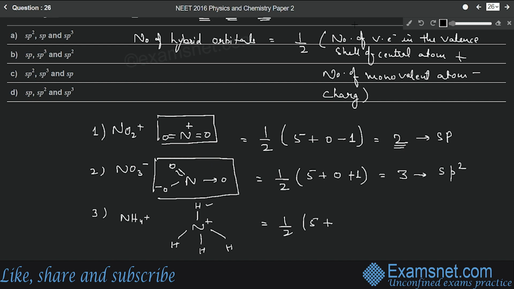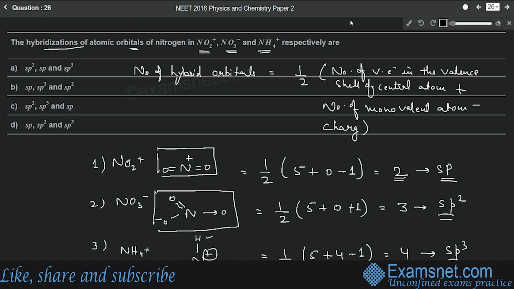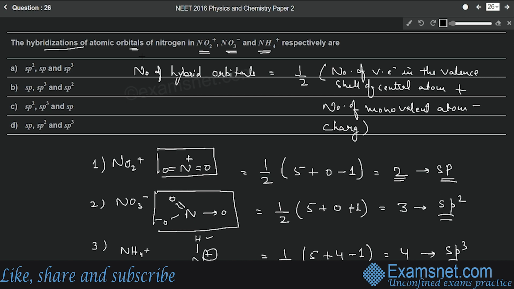4, because hydrogen is a monovalent atom. So 4 minus the charge, which is plus 1. So 1. Now on calculating this, we get 4. Okay, and when the number of hybrid orbitals is 4, it means the hybridization is sp3. So the hybridizations of these species will be sp, sp2 and sp3 respectively. Okay, so let's see sp, sp2 and sp3. That means option D will be the correct answer.